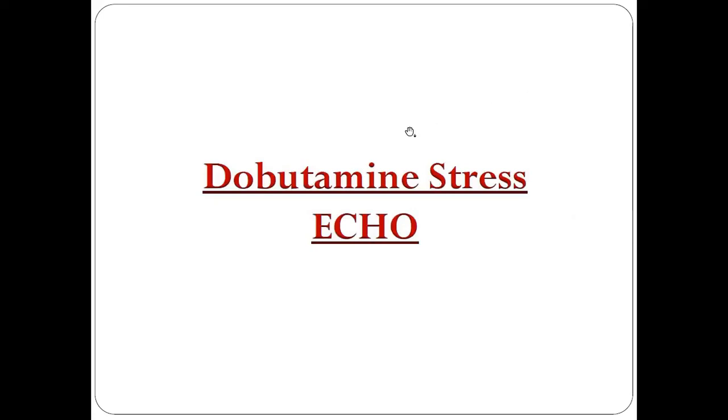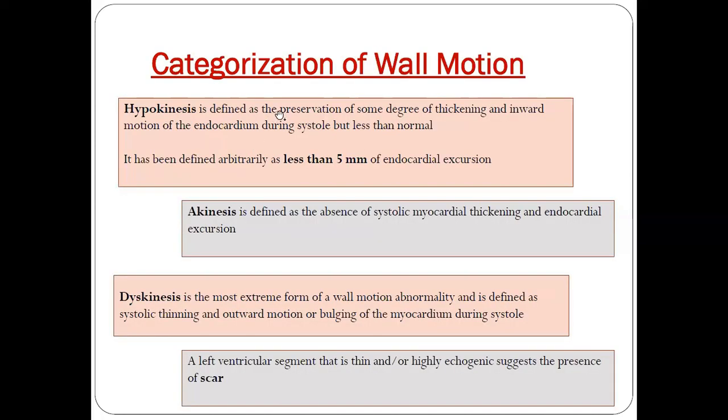Coming to Dobutamine stress echo, it is an important test in assessing cardiac viability. Before going to the Dobutamine stress echo, we should know the categorization of wall motion. Categorization of wall motion is defined as either hypokinesia, akinesia, dyskinesia, or scar.